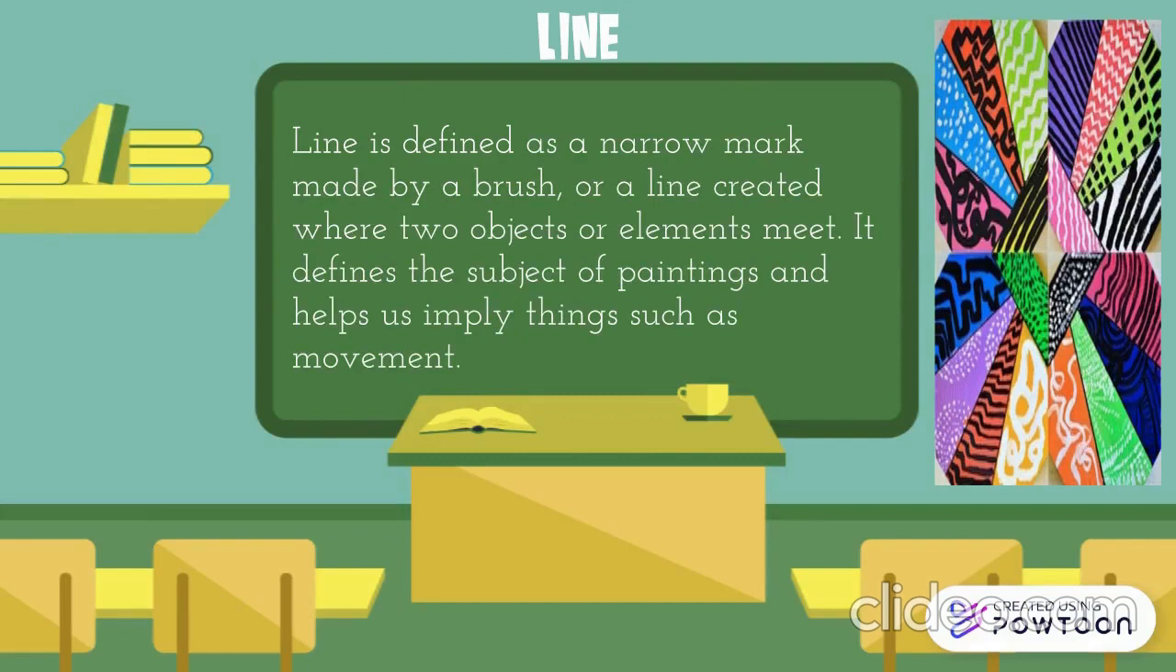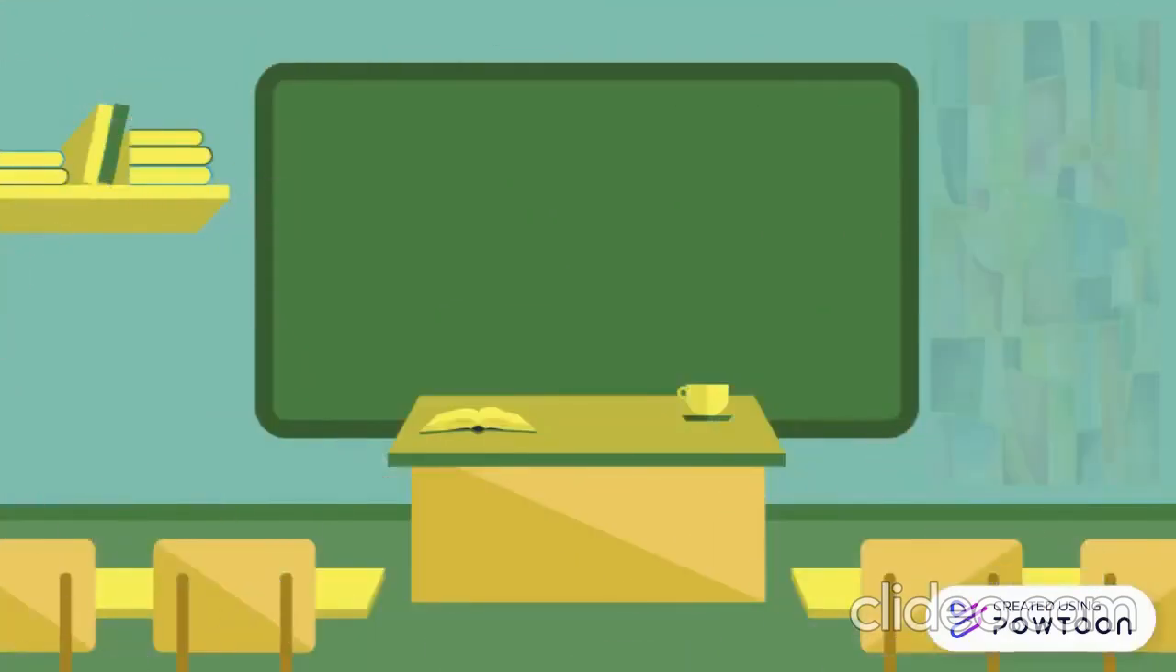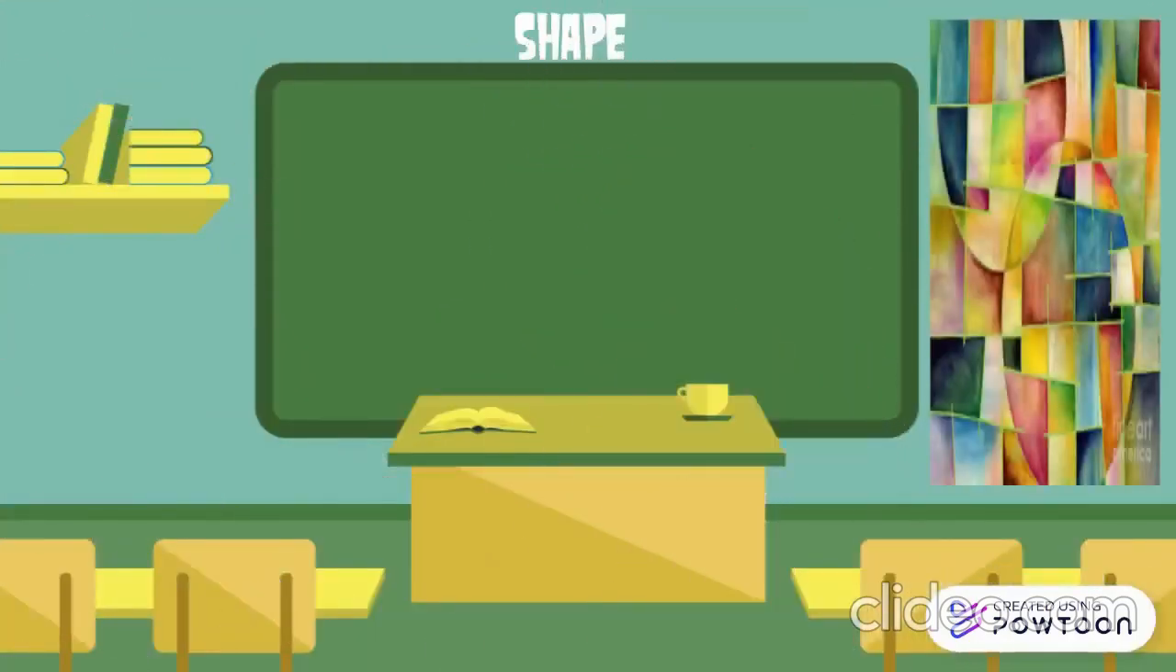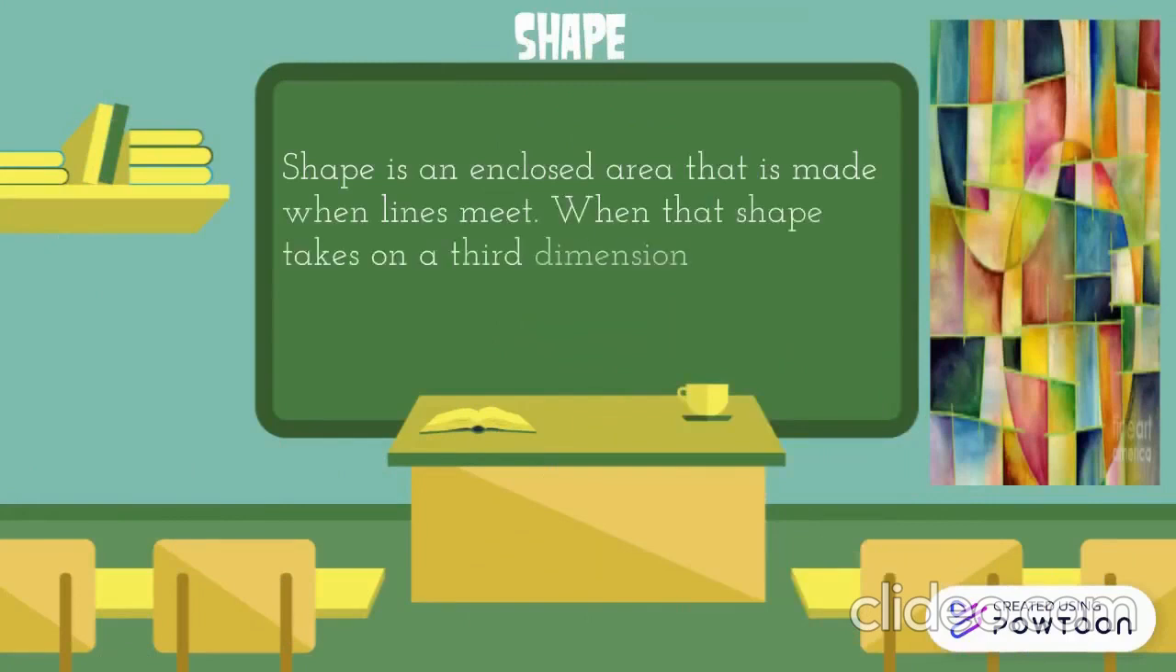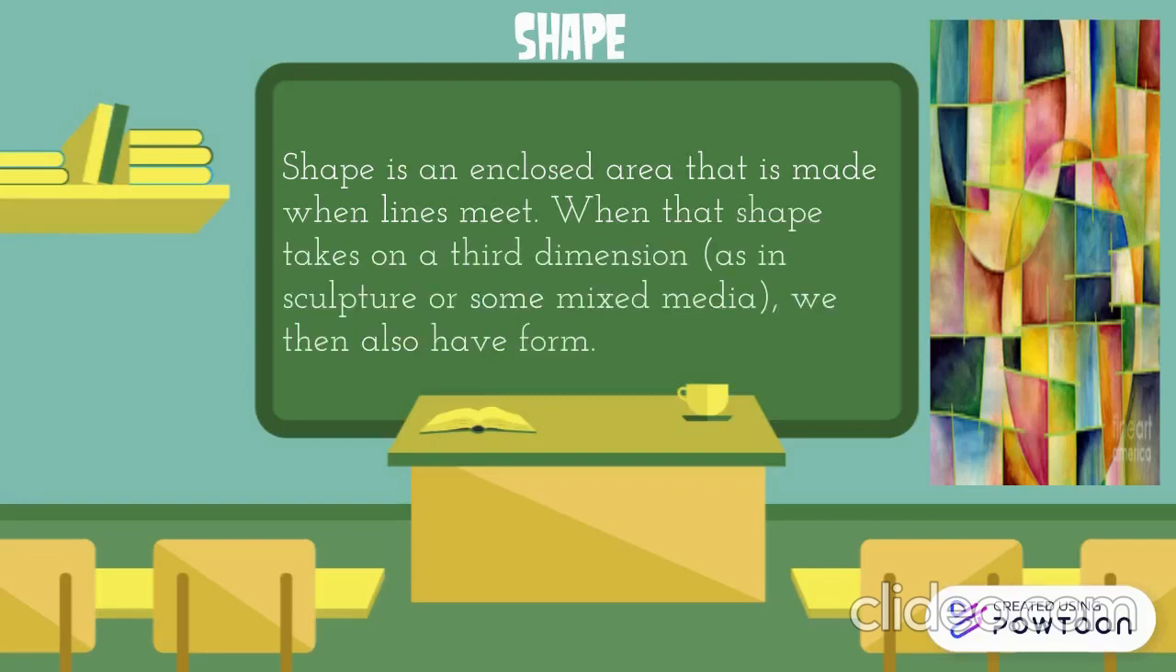Shape. Shape is an enclosed area that's made when lines meet. When that shape takes on a third dimension, as in sculpture or some mixed media, we then also have form.